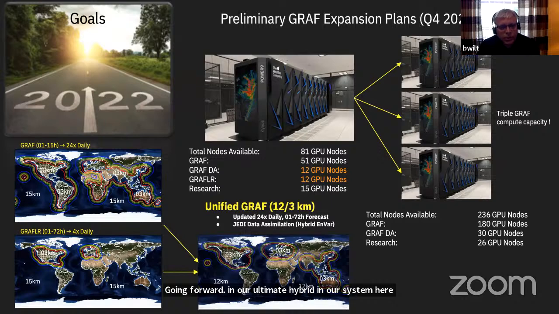Okay, how do we accomplish all this with the data assimilation? We need to make up about a 5x computational time here. So we're basically taking our two meshes you see on the left here, the hourly GRAF and the GRAF LR, and merging them into a unified GRAF mesh that's going to update 24 times a day. So basically an hourly forecast that goes out to 72 hours. And that will be driven by JEDI data assimilation, the hybrid EnVar I mentioned. You can see that's a preliminary mesh design that we have in place. We're in the process of working on that currently. Basically, we've dropped some resolution in the Middle East, and especially South Africa and South America.